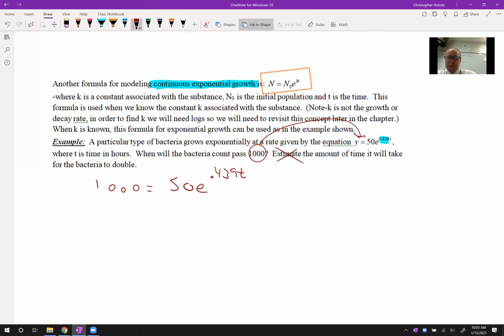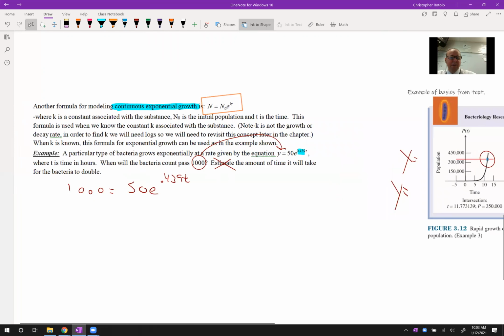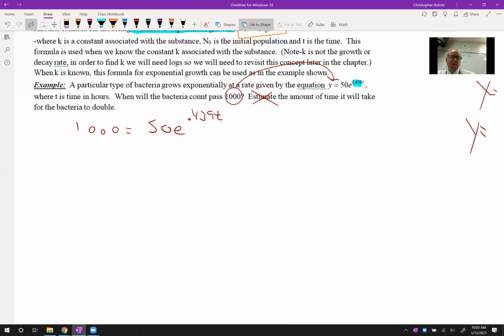Now, what this book says to do is take each side, make it y equals, and find the intersection. This is crazy because you guys have already been through Algebra 2, so you know exactly how we're going to solve this. We're going to get a little bit ahead of ourselves in this chapter, but we're going to use some things that you totally know. So 1,000 divided by 50, there are 20 of those, equals e to the 0.439 t. Now, I'm not the best writer, but I intentionally left some space in here because this is e to that power.